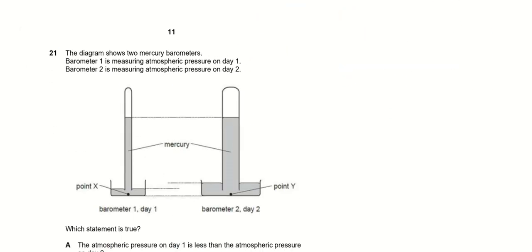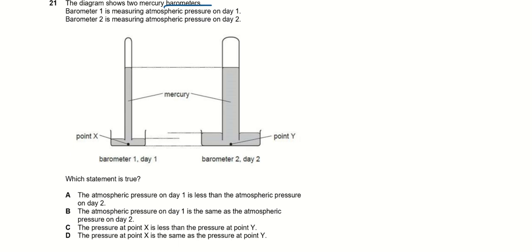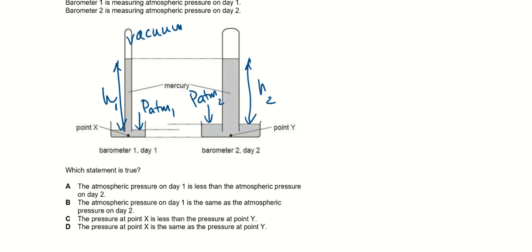Then come to 21. It shows two mercury barometers. Barometer 1 is measuring atmospheric pressure on day 1, and barometer 2 is measuring atmospheric pressure on day 2. Which statement is true? So this is atmospheric pressure acting, right? If they are ideal, because they never say that it's non-ideal, I take it that there is vacuum inside. So atmospheric pressure is dependent on the vertical height. So this is H1, this is H2, and I have atmospheric pressure P acting on day 1 and day 2. Which statement is correct?